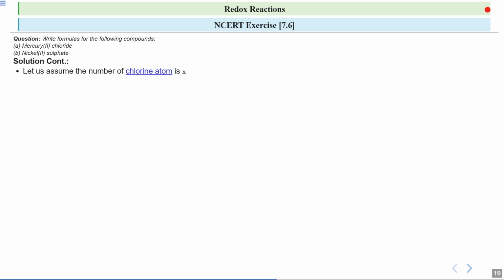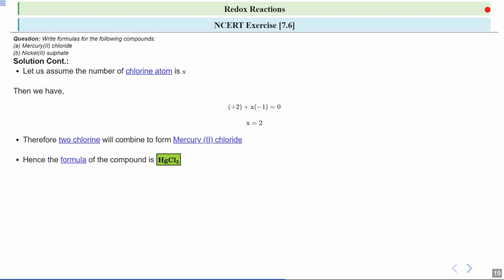First, we are assuming that the number of chlorine atoms is X. Then we can write for neutrality +2 into 1 for mercury, so that will give you +2 itself, plus X into -1 for chlorine, equals 0. If you solve it for X, you will get 2 as the number of chlorine atoms. Moving on further, we can clearly say that 2 chlorine atoms will combine with mercury to form mercury(II) chloride. So from this information, we can write the formula of the compound as HgCl2.